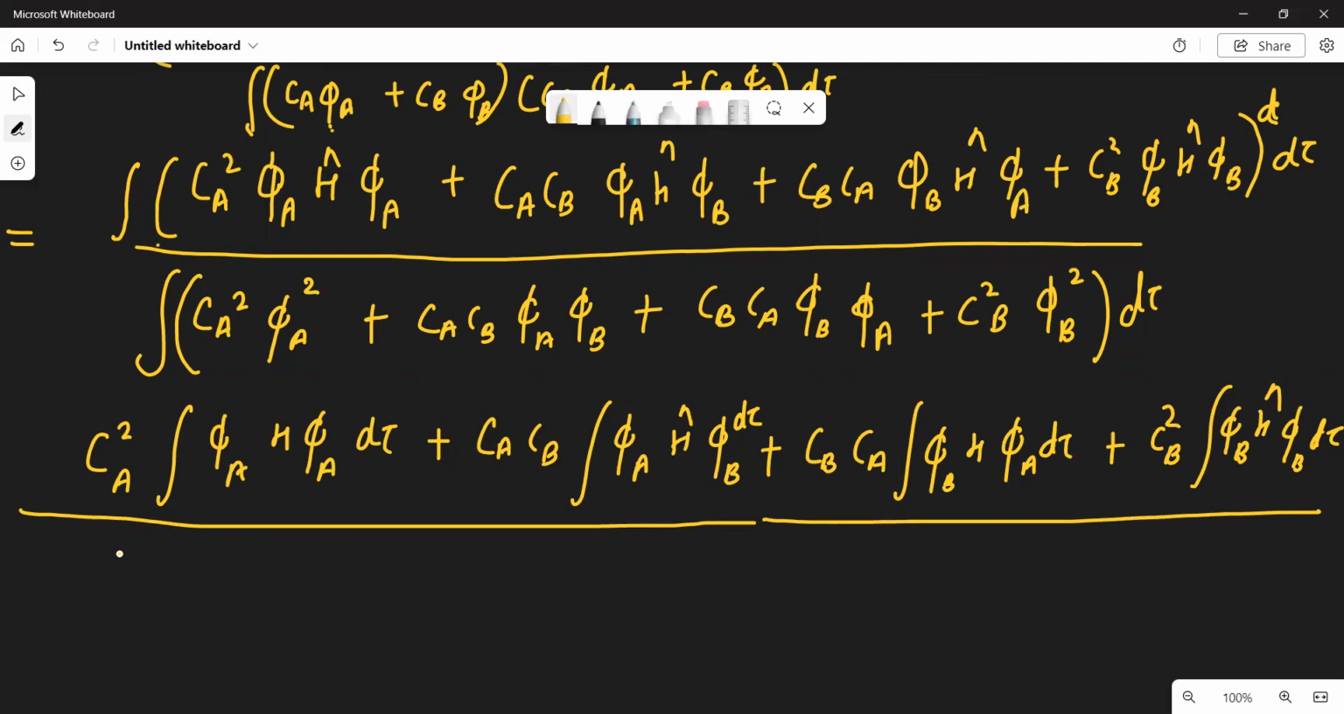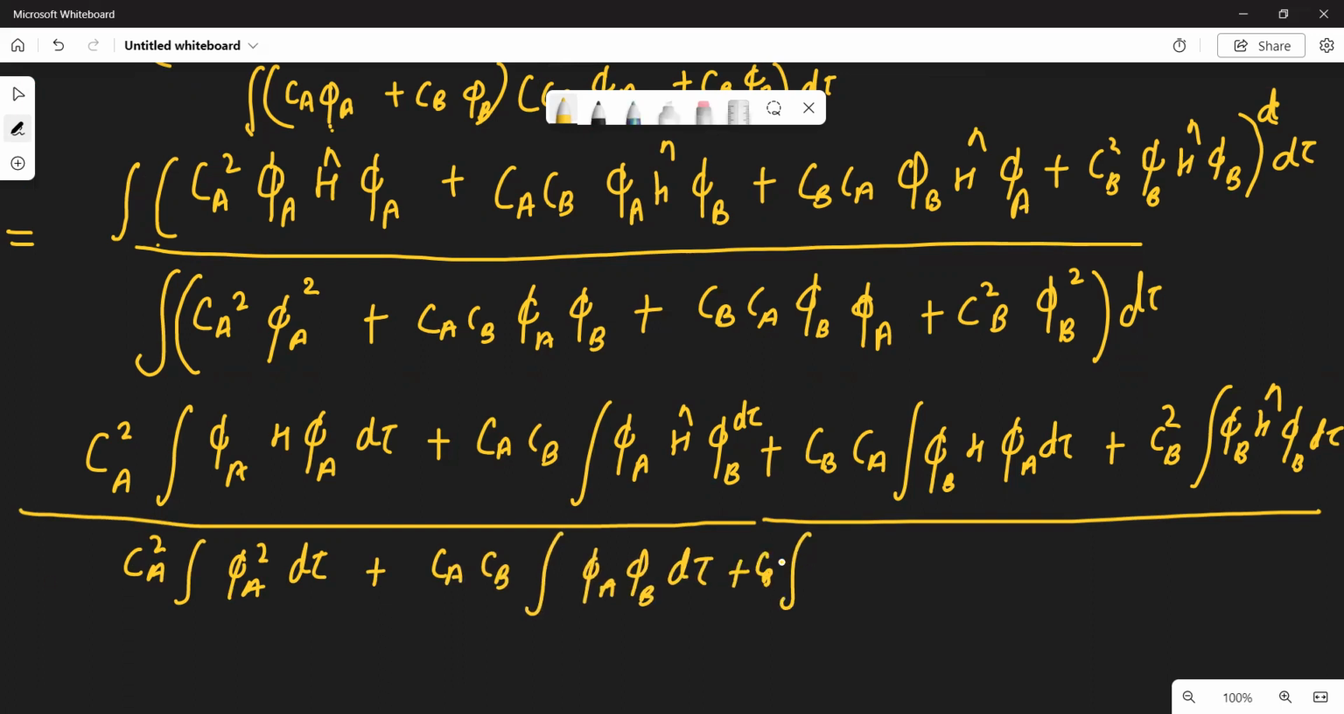Now similarly in the lower term also we will write Ca square integration phi square A d tau plus Ca Cb phi A phi B d tau plus, sorry, here we will write Cb Ca and phi B phi A d tau plus Cb square integration phi square B d tau. So here we have separated every integral in the upper and lower term.